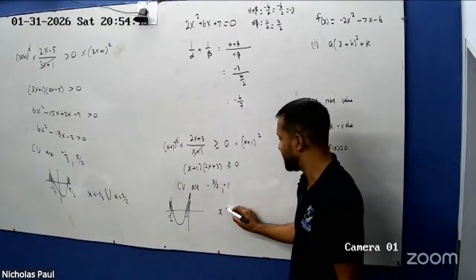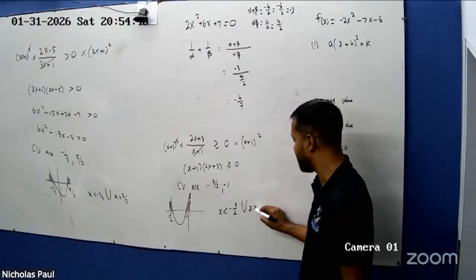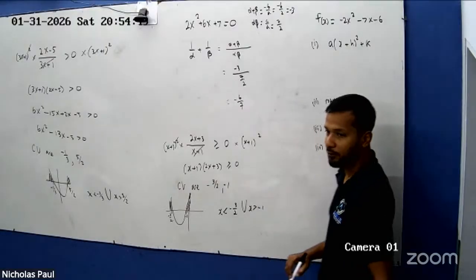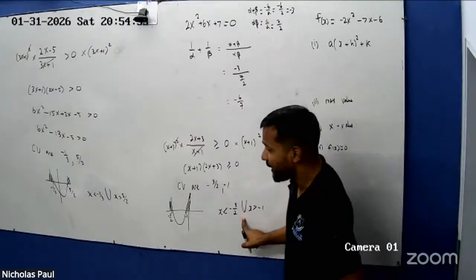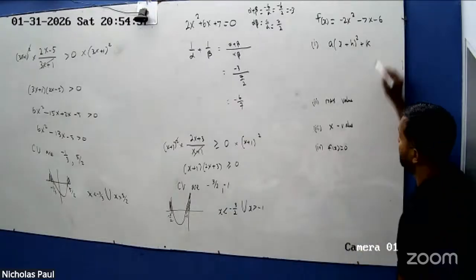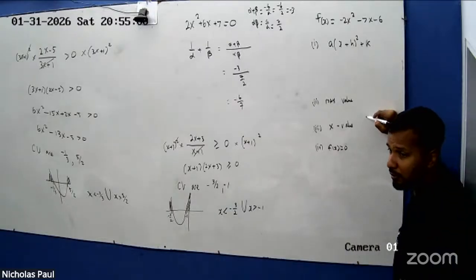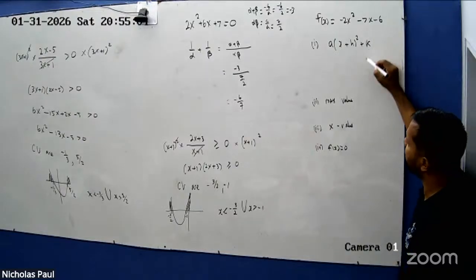X is less than minus 3 and 2 together with X is more than minus 1. That's good. You can't write this alone, you must have this, right? You'll finish off here already? Okay. Well, I'll take it off already, but I want you to find H and K and then answer these things.